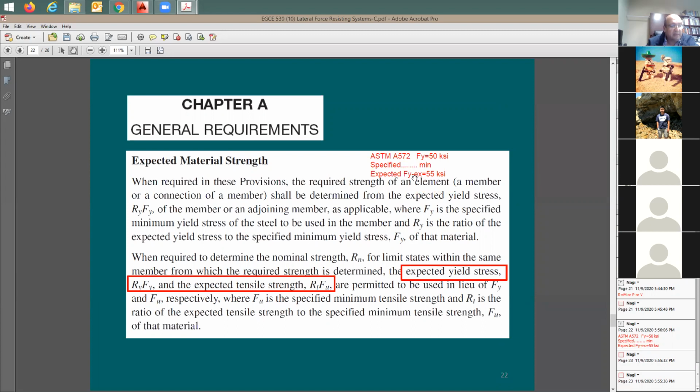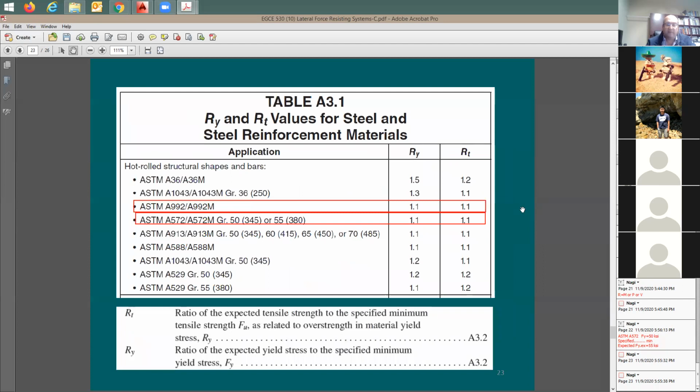The expected, let me put here a point. I don't want to put a dash, because no one would say that I'm subtracting any value. I just take this 50, multiply by 1.1. And also for the ultimate, if we say the ultimate is going to be 65, we simply multiply by this factor, 1.1. But look at different steels.